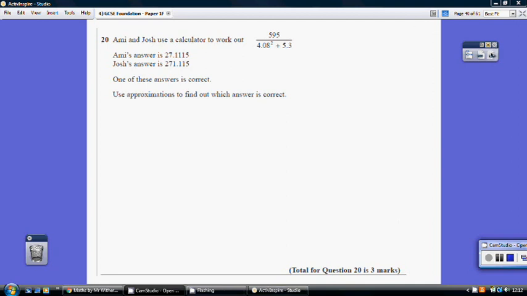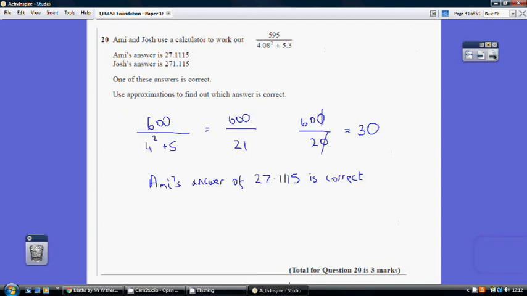Question 20. So in order for us to find approximations, we start off by rounding each of these to 1 significant figure. And by that we mean we only have 1 digit which is non-zero in each of these 3 numbers. So 595 becomes 600, 4.08 becomes 4, and 5.3 becomes 5. Now this is a lot easier to work with.